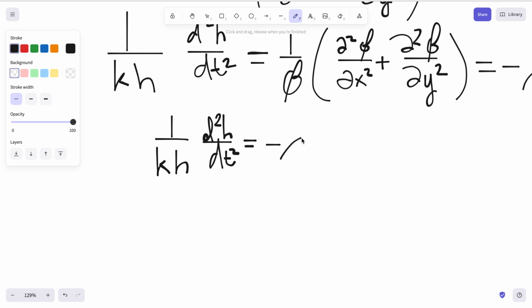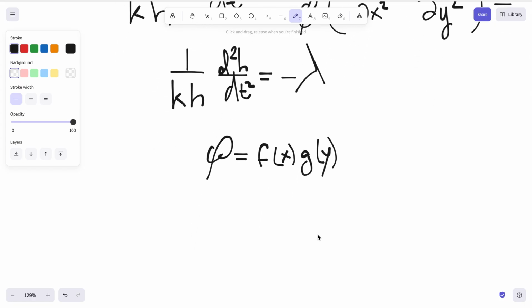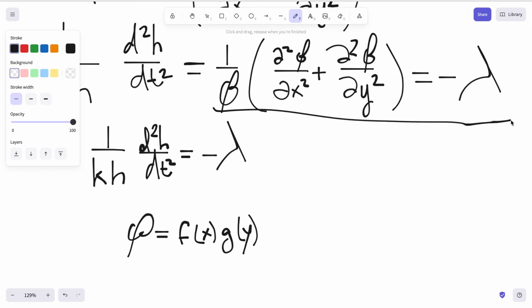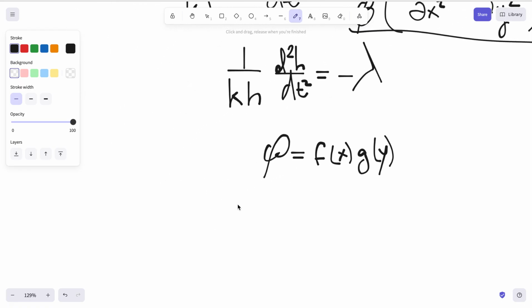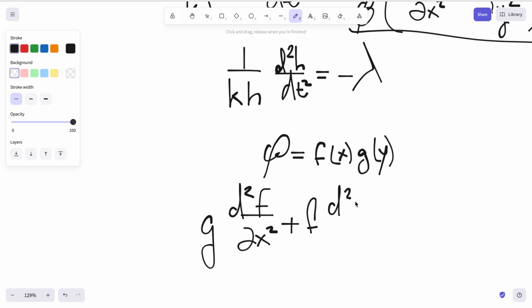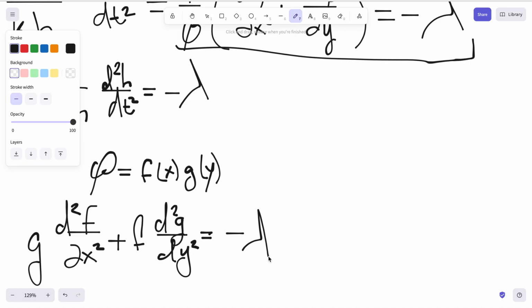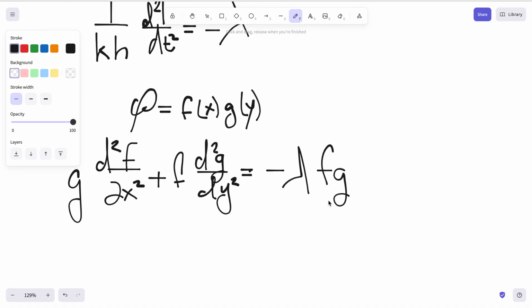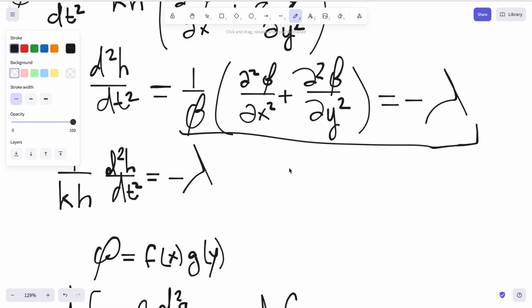Now we're going to do separation of variables again. This time we're going to say phi is equal to f of x times some g of y. So our partial differential equation would now become g times the second derivative of f with respect to x plus f times the second derivative of g with respect to y, and this equals minus lambda times f times g. Great, because phi is f times g, and we move the phi to the other side.